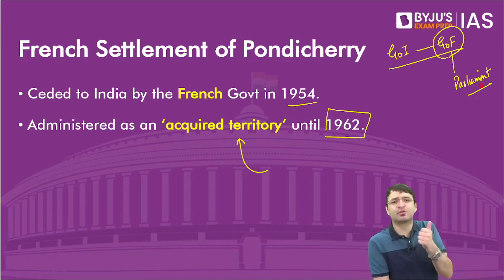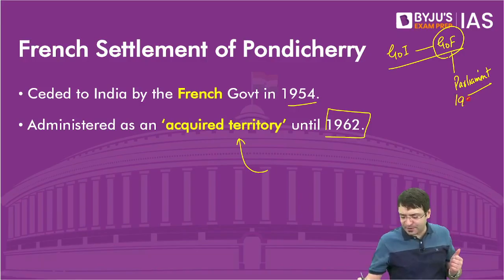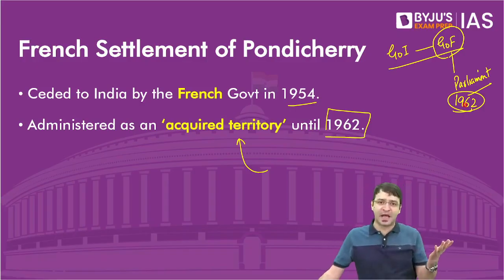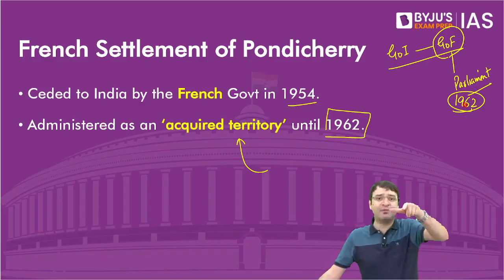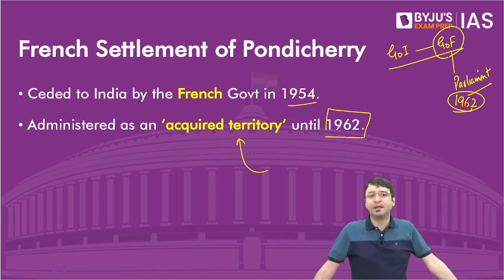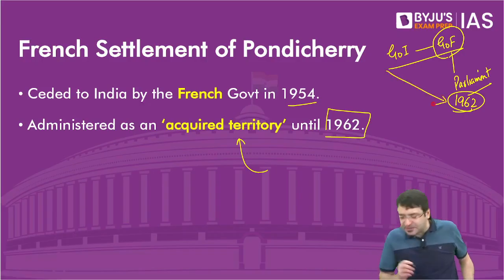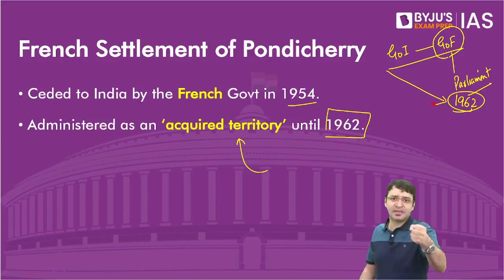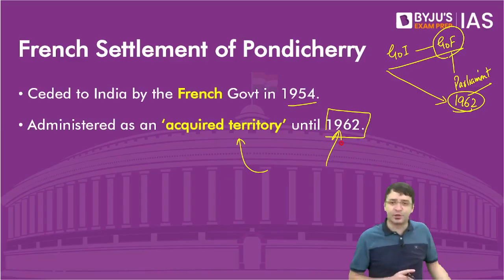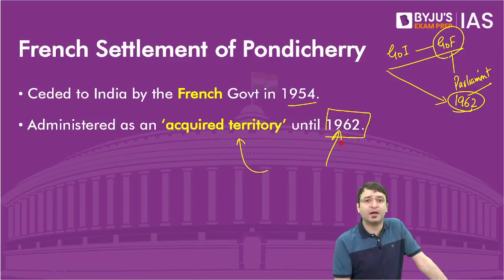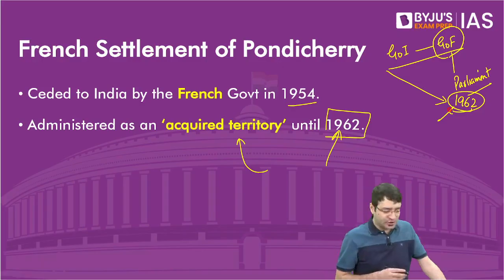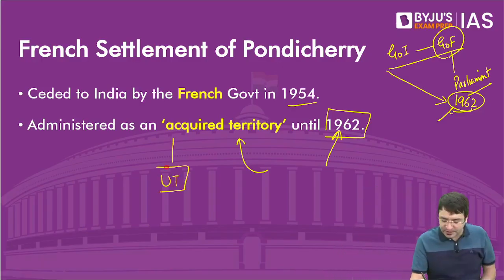And ultimately, it took some time. And finally, the French Parliament in 1962 said, okay, we agree with this acquisition by India of our territory called Puducherry. That means till the time the Parliament of France gave its imprint on this acquisition, till 1962, Pondicherry was administered as an acquired territory. Once the acquisition was final in 1962, Pondicherry was converted into a union territory.